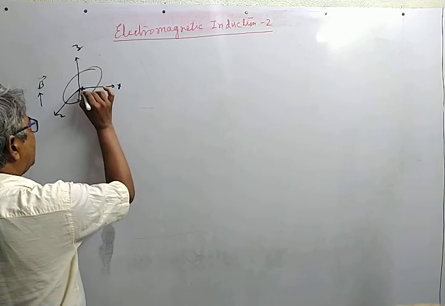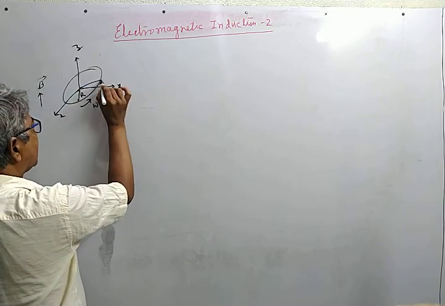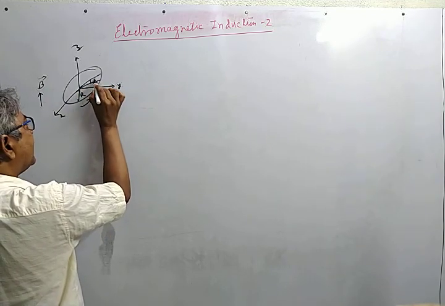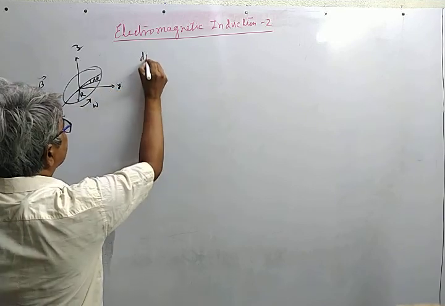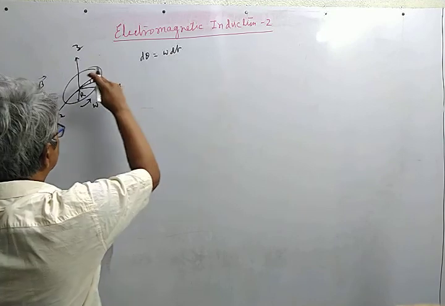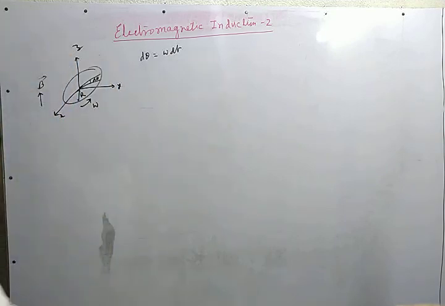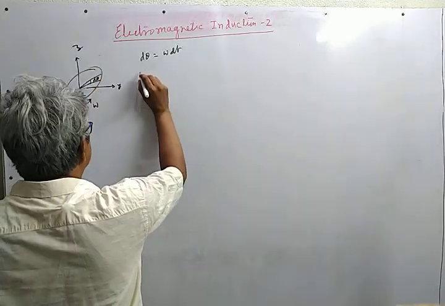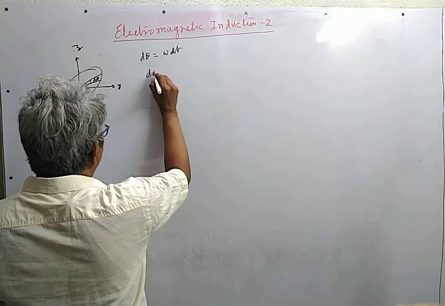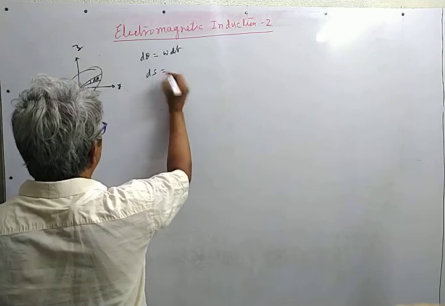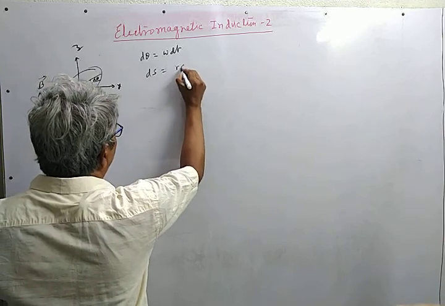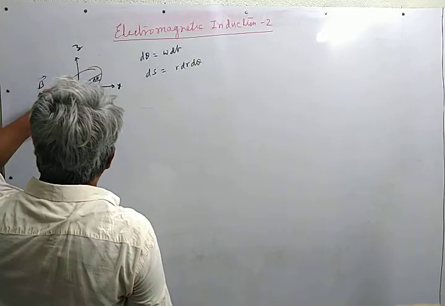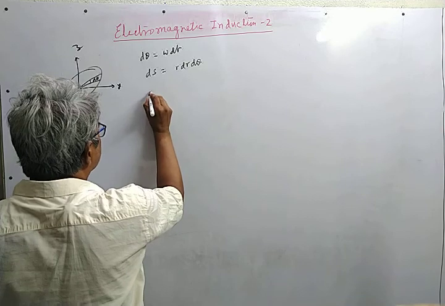Say at time t, we consider this part. This is a radius, which after a time dt moves to this, where d theta is this, and d theta is equal to omega dt, because it is moving with the angular speed omega. And the area that is traced out by this part is ds, which is equal to r dr d theta, and this area element is along the z-axis.